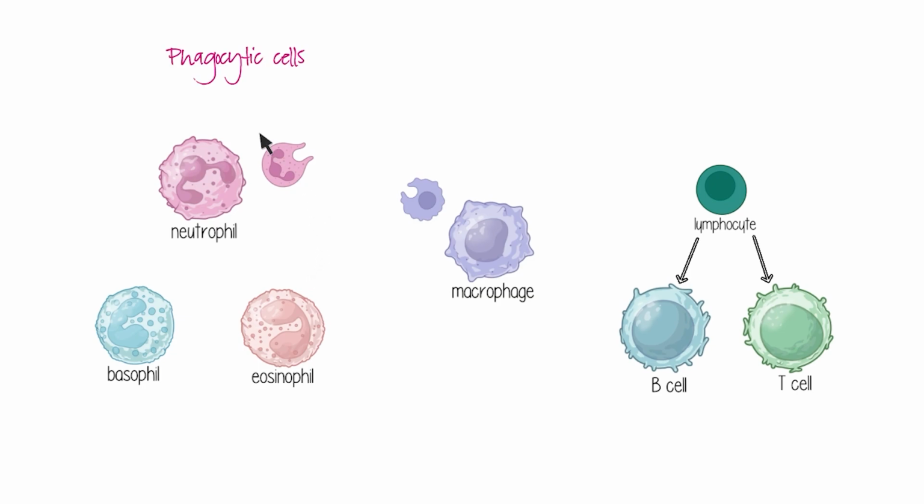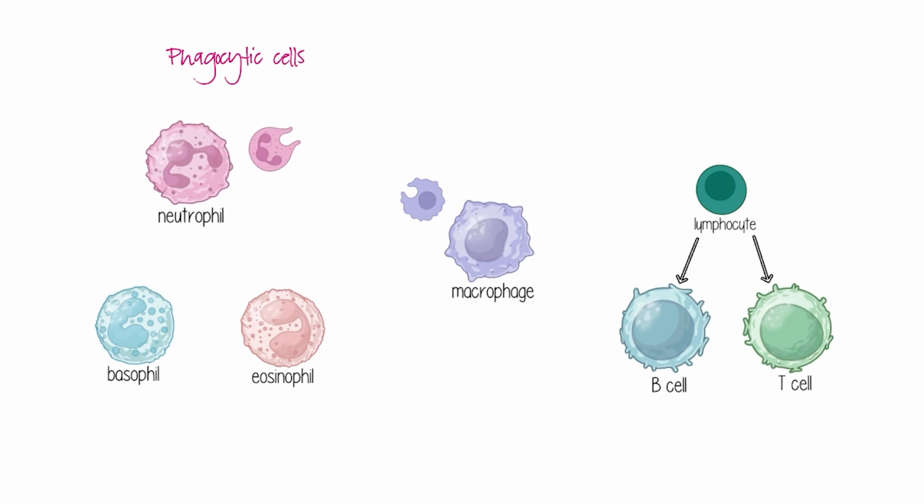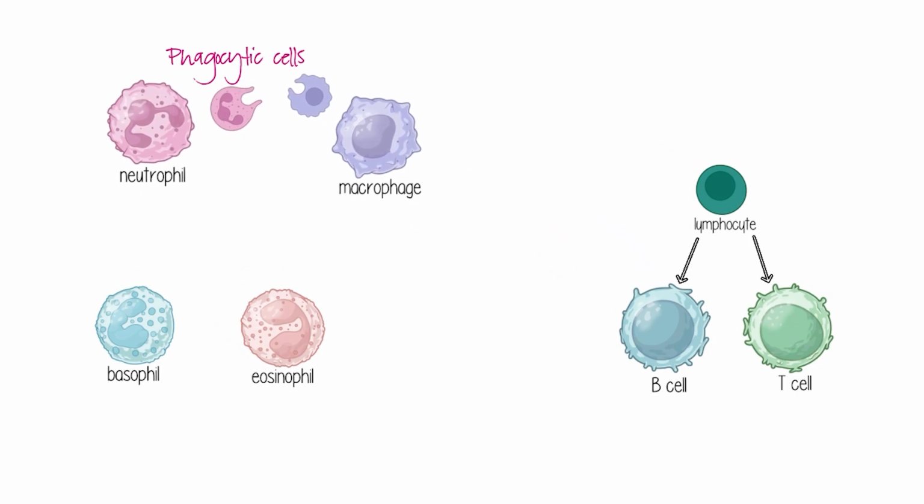First, we have the phagocytic cells, which include neutrophils and macrophages. These types of cells are responsible for phagocytosing or engulfing foreign cells. One thing to notice about the neutrophils is their distinct multi-lobed nuclei. This is an important feature that you can use to identify neutrophils.